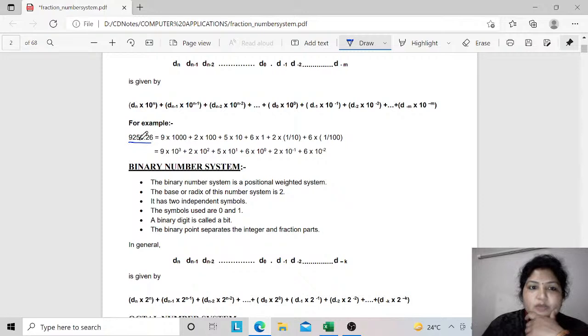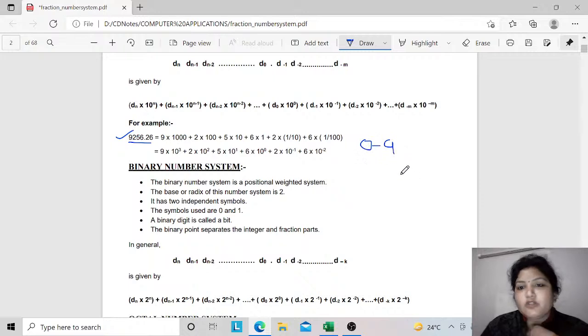9256. Again, this is my decimal number. How do you recognize that this is a decimal number? Because the digits range from 0 to 9. It has the possible combinations that lie between 0 to 9, right? Now let us convert this.